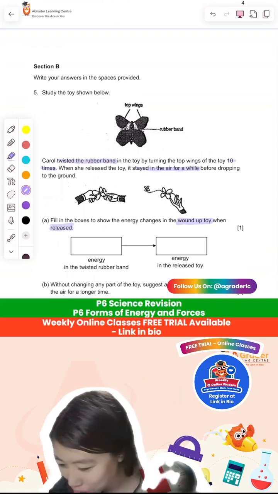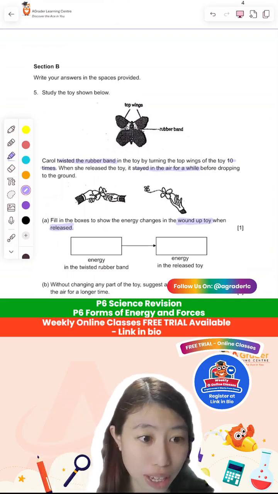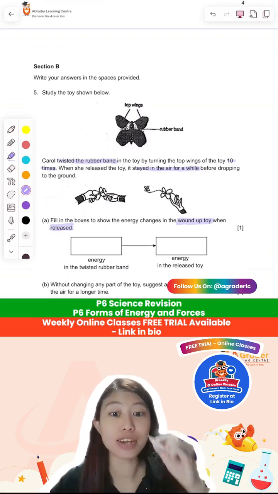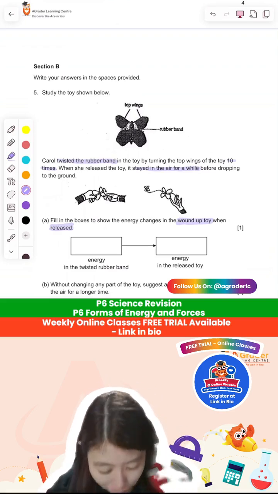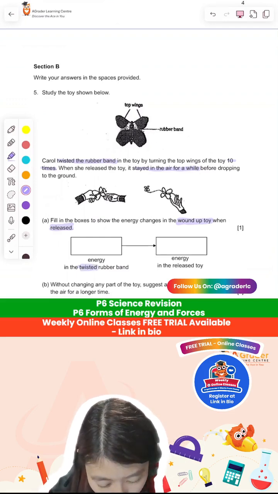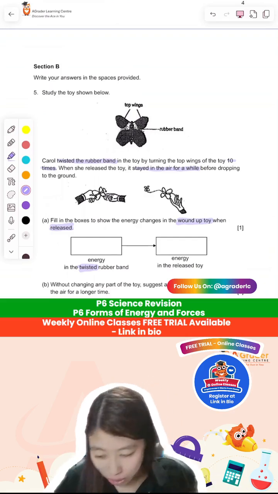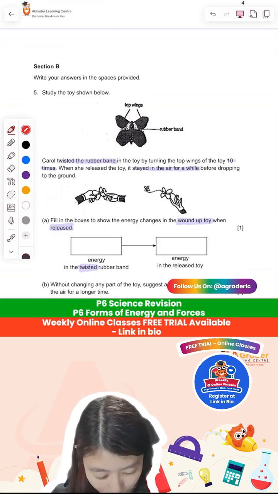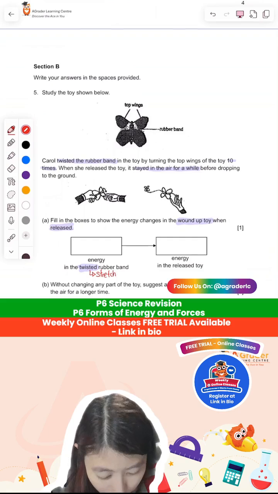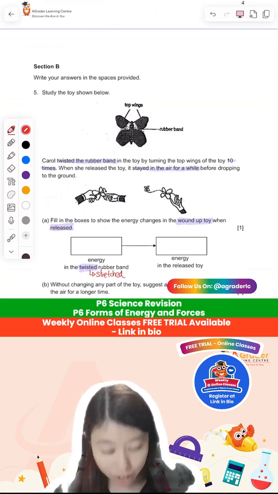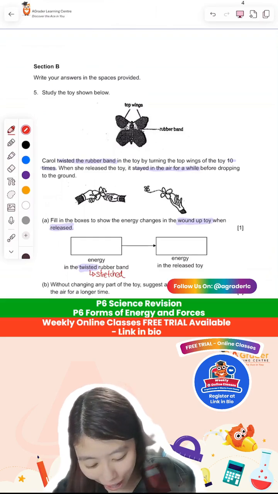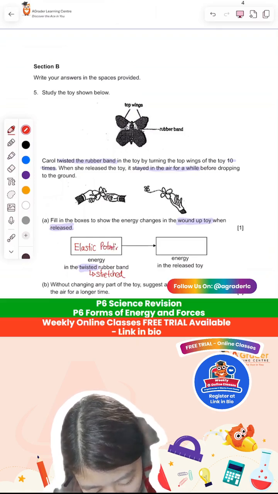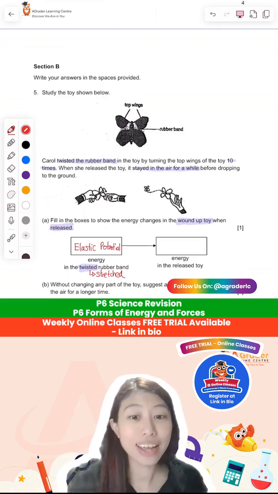If you know your answers, you can send them to me. So over here, always remember, there are clues in the question. They already say the twisted rubber band. When a rubber band is twisted, a lot of you got it correct, it means that the rubber band has been stretched, and a stretched rubber band will possess elastic potential energy.